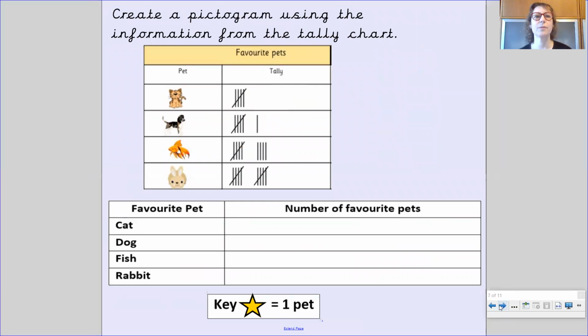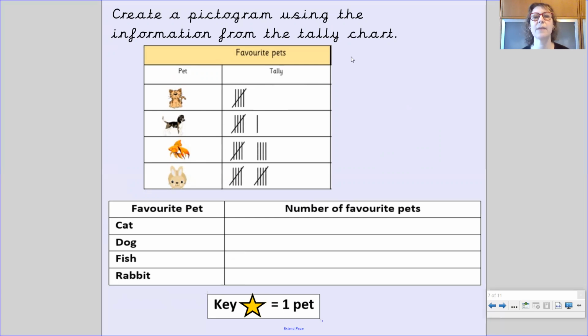So let's try another one. I wonder if you could pause the video and see if you can draw your own pictogram very quickly. So remember to just line up the stars. Okay, and then when you're ready, come back to me. So we have got cats, pets, we've got cats, dogs, goldfish, and rabbits.